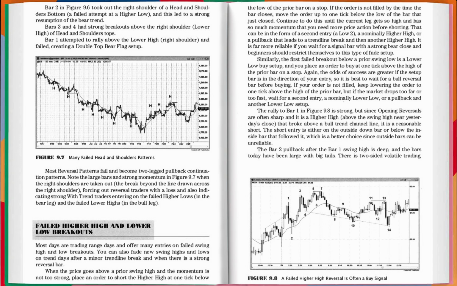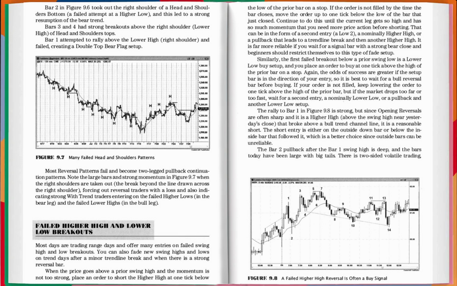When the price goes above a prior swing high and the momentum is not too strong, place an order to short the higher high at one tick below the low of the prior bar on a stop. If the order is not filled by the time the bar closes, move the order up to one tick below the low of the bar that just closed. Continue to do this until the current leg gets so high and has so much momentum that you need more price action before shorting.